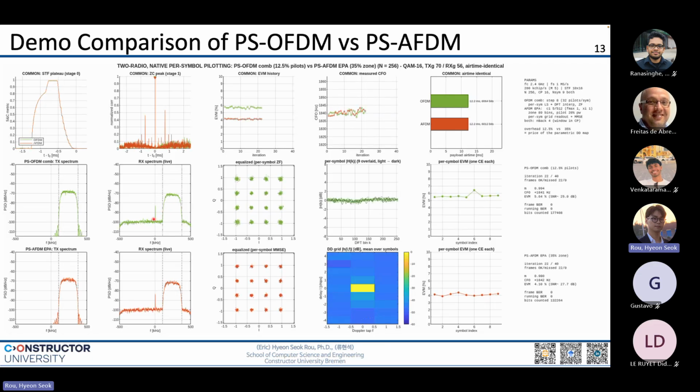And this is because you cannot simply put a DC null for AFDM. In OFDM, if you just null the DC, you get rid of this. But if you try to null the DC in AFDM, this is not possible because every single subcarrier spans the entire bandwidth. So even if you null one of them, every other subcarrier spans the entire bandwidth. Whereas in OFDM, if you null the zero, there is no frequency at zero, right? So this is the key difference.